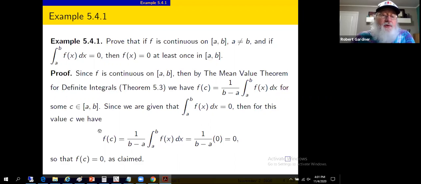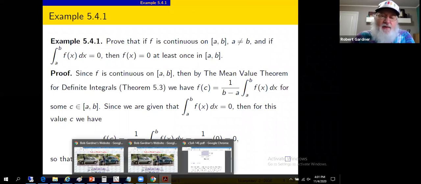And we know there's a value c by the mean value theorem for definite integrals. There's a value c where f of c equals that average, and that average is 0. That is, there's a point c where f of c equals 0, and that's what they claimed. It's the average of the function, and if the integral over that interval is 0, take 0 divided by b minus a. Of course, you get 0 out for the average, and the function must attain its average value.